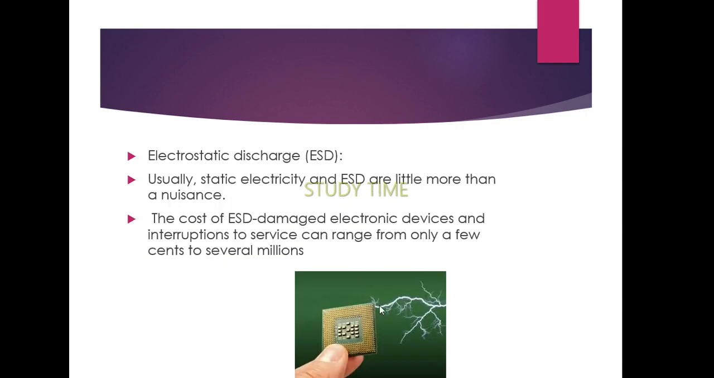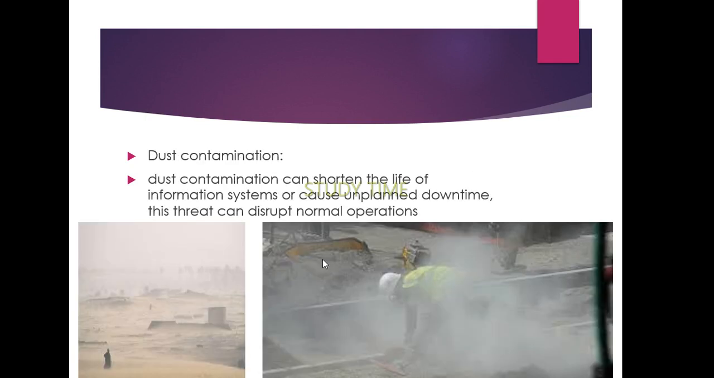Electrostatic discharge, ESD. Usually, static electricity and ESD are little more than a nuisance. The cost of ESD-damaged electronic devices and interruptions to service can range from only a few cents to several millions. Dust contamination. Dust contamination can shorten the life of information systems or cause unplanned downtime. This threat can disrupt normal operations.